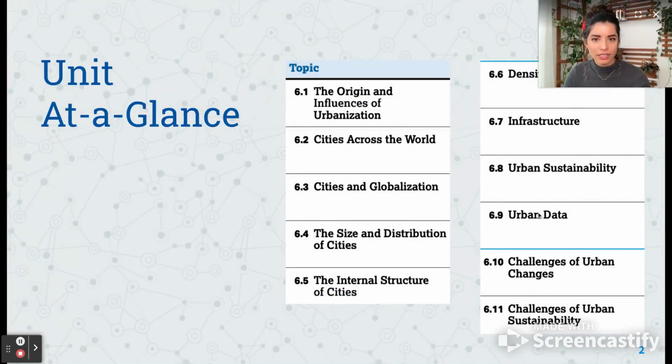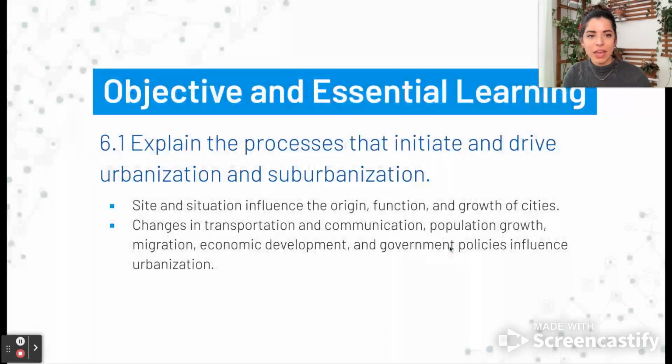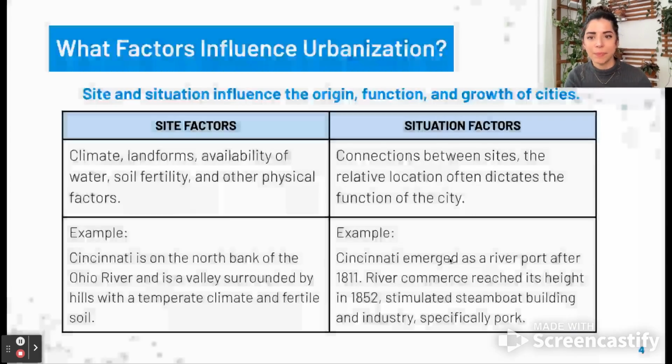So these are the different objectives we're going to be going over for this unit. And for today, we're focusing on being able to explain the processes that initiate and drive urbanization and suburbanization. So some things that we're going to talk about today include site and situation and how that influences the various ways that cities grow. Also, how transportation and communication technology, along with population growth, migration, etc., also influences urbanization.